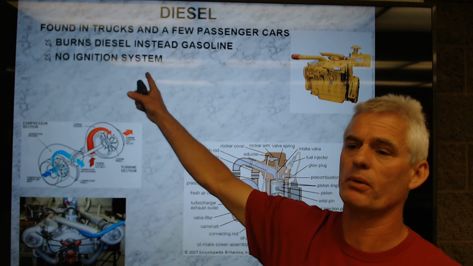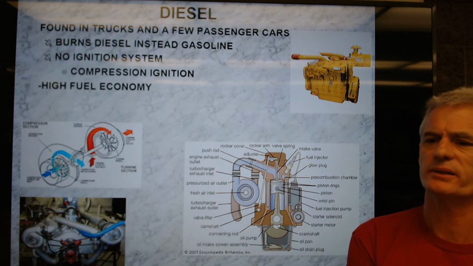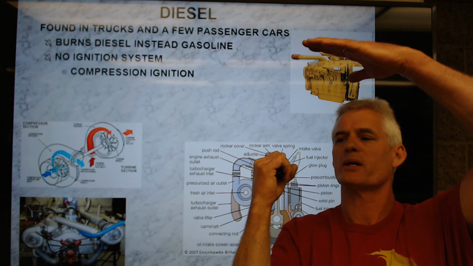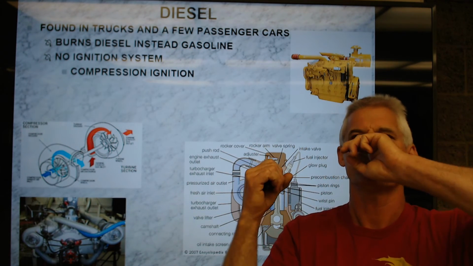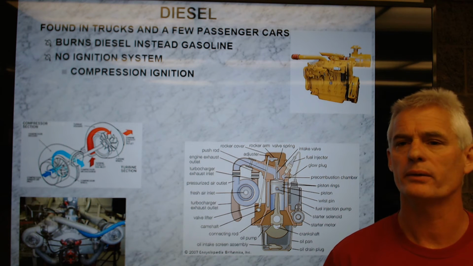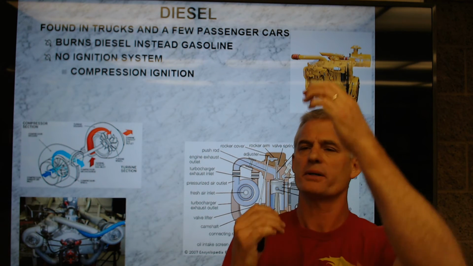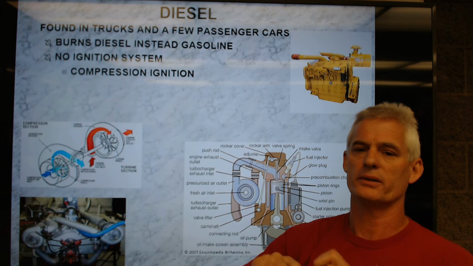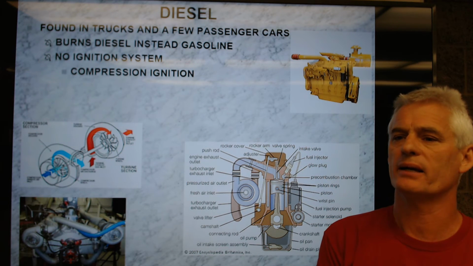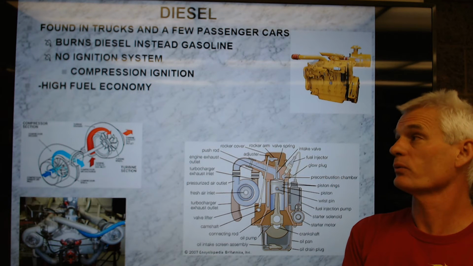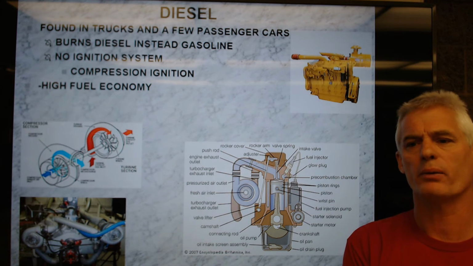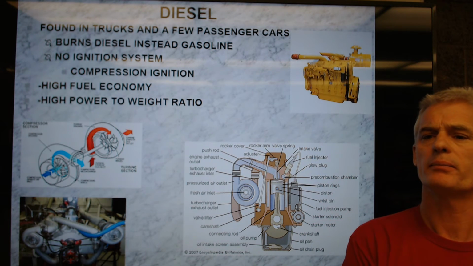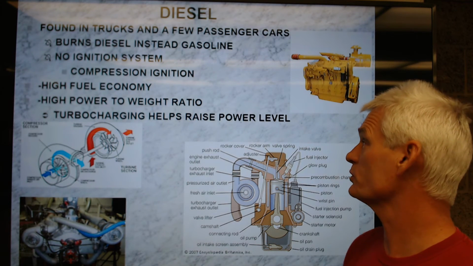There's no ignition system. They're what we call compression ignition engines. Compression ignition engines. That is the heat of compression. When we squeeze air and fuel into a really tight volume, diesels will run like 20 to 1, 22 to 1. The friction between the molecules of air and fuel, because they're pushed into such a small volume, their heat goes up dramatically, and then we inject diesel and it spontaneously combusts. We don't use any kind of ignition system or spark system. They have really good fuel economy and really good power. Their power to weight ratio is amazing, and turbocharging helps raise their power level.